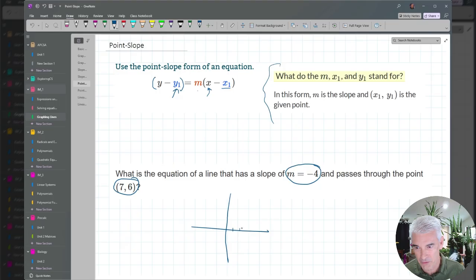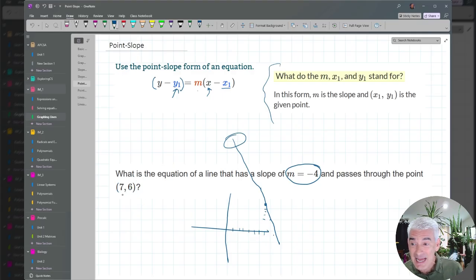Let's see: 1, 2, 3, 4, 5, 6, 7. 6 is up here, slope of -4. So from here, I would go down 4, over 1. It's pretty steep. And if I had to guess at what the y-intercept was, it would be way up here, some big number, way bigger than 6. Okay, so that's my sketch.